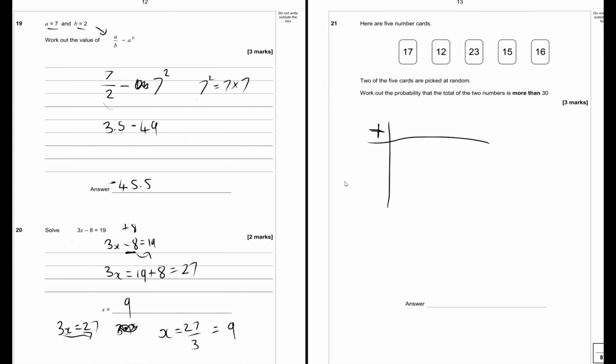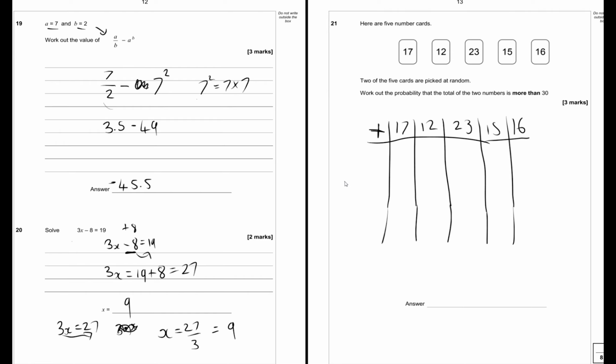So let's list the cards on top. So we've got, let's just write them out. So we've got 17, 12, 23, 15, and 16. And then down the side we're going to have the same numbers, aren't we? So it's 17, 12, 23, 15, and 16. Alright, so now we've got a table of our outcomes.